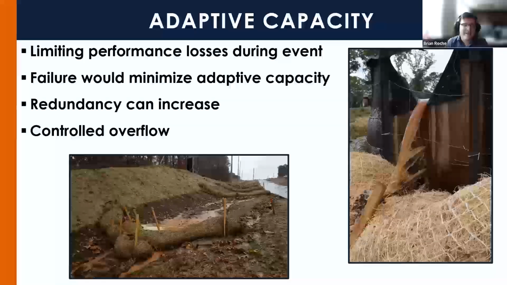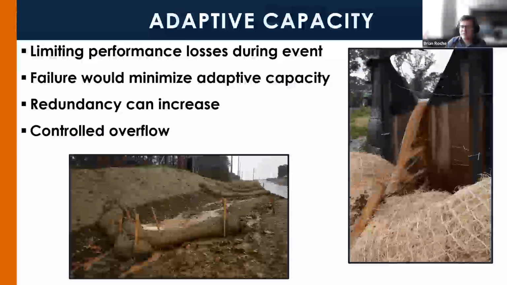So adaptive capacity is limiting a performance loss during the hazardous event. If your practice fails, you're going to show a complete lack of adaptive capacity. Like those other capacities, redundancy can increase it. And the main thing we saw in the design guidance was controlled overflow for practices to allow for that adaptive capacity.